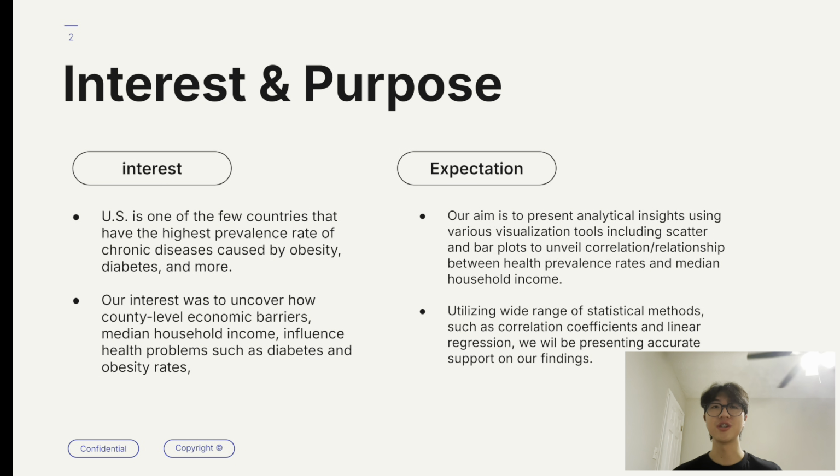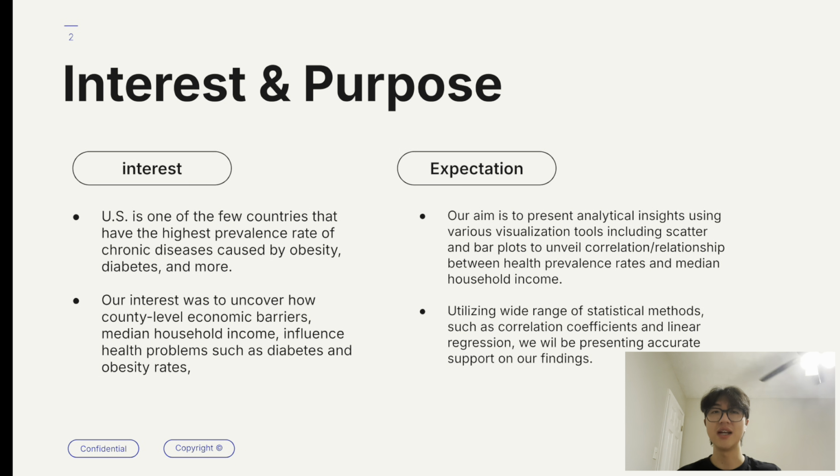To answer this question, our goal was to use data visualization techniques such as scatter plots and bar charts to identify patterns and relationships. We also applied statistical methods, including correlation and linear regression, to determine whether the relationships we observed were statistically meaningful and to support our conclusions with quantitative evidence.